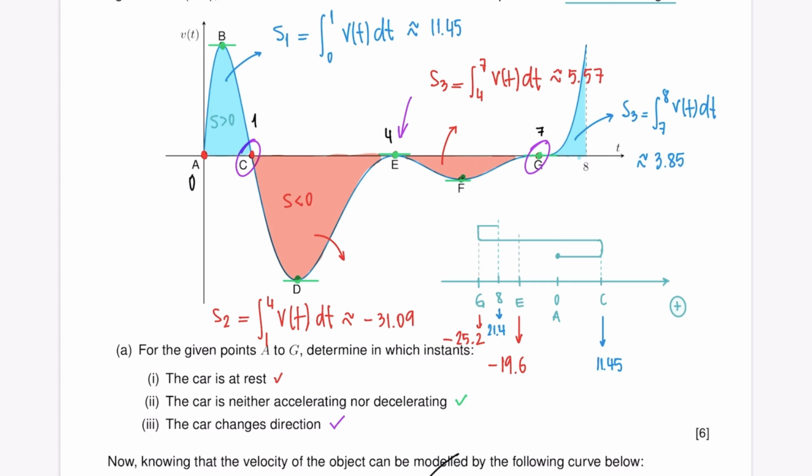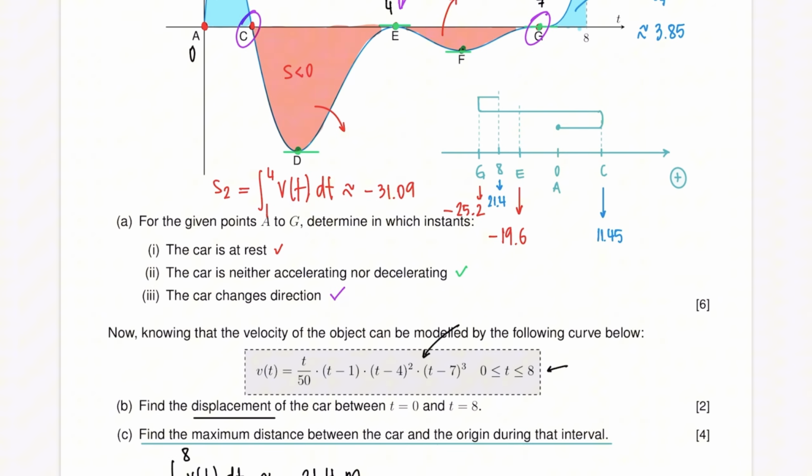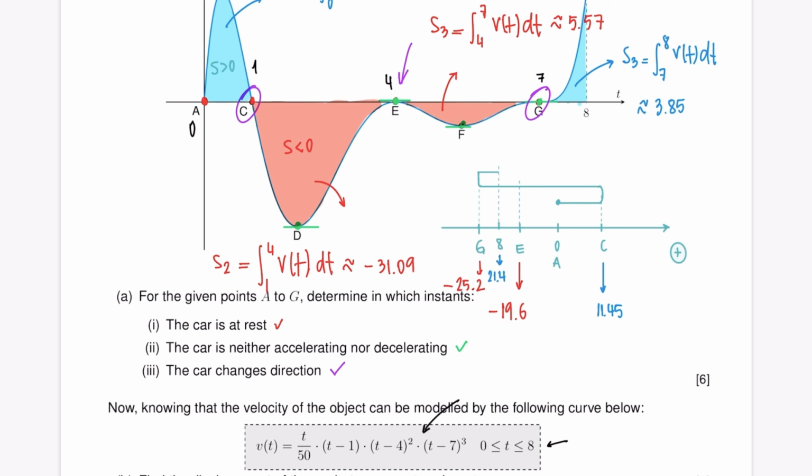Now we can address the question: what is the maximum distance between the car and the origin during that interval? Well, it happens at G, which is when t is equal to 7, and the maximum distance from the origin that this object reaches is 25.2 meters.